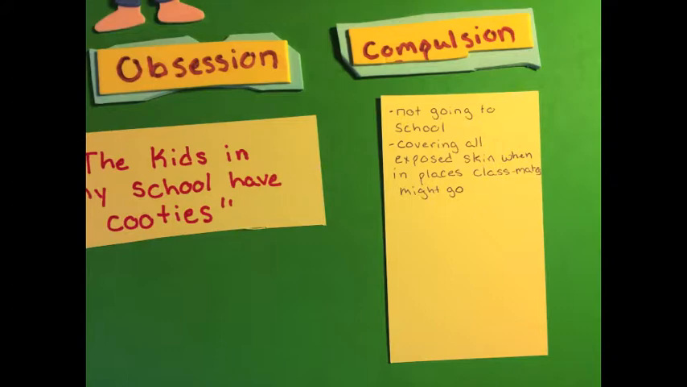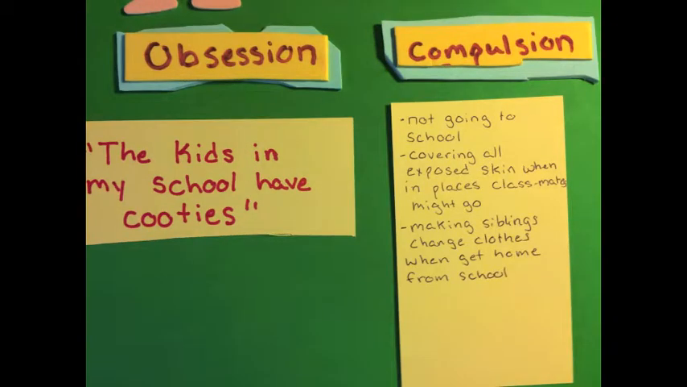A kid with this obsession might also try to cover all their exposed skin when going in places that their classmates might go. If they have siblings attending the same school, they may either avoid their siblings or make the siblings change clothes when they get home from school to reduce the ephemeral cootiness that could transfer on the siblings' clothes from school to home.